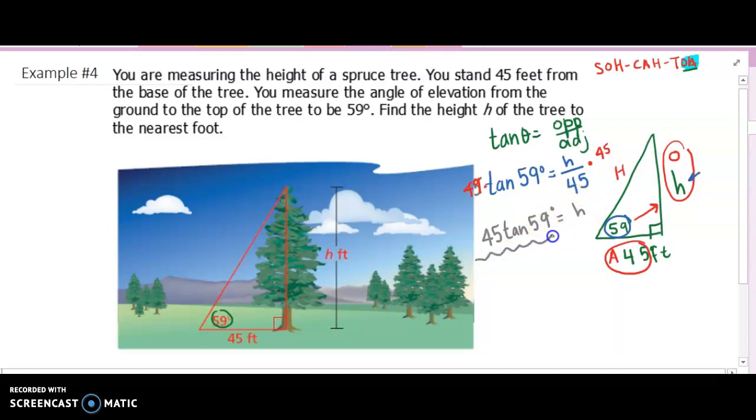Okay, now I can just plug this directly into my calculator and you get roughly 74.9. Okay, that's H, and it says to the nearest foot, so I'd say H is roughly 75 feet.